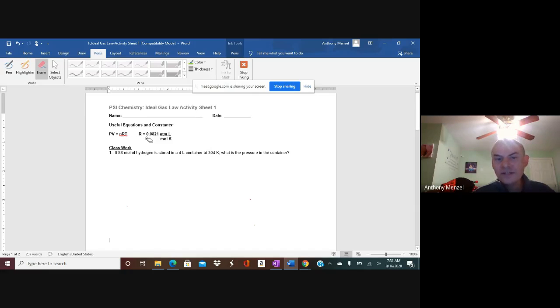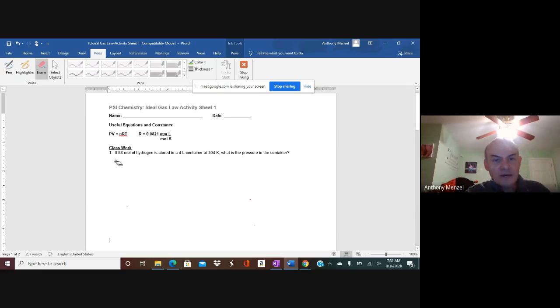The R that we're going to use for our universal gas constant is 0.0821, rounded to the 10,000ths place, because we're using the units atmospheres, liters per mole, Kelvin. We know liters are units of volume, kelvins are units of temperature, atmospheres are units of pressure.